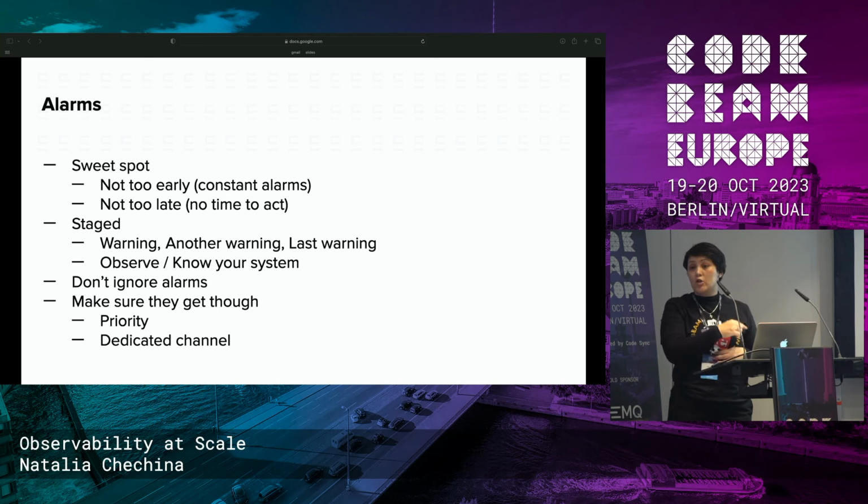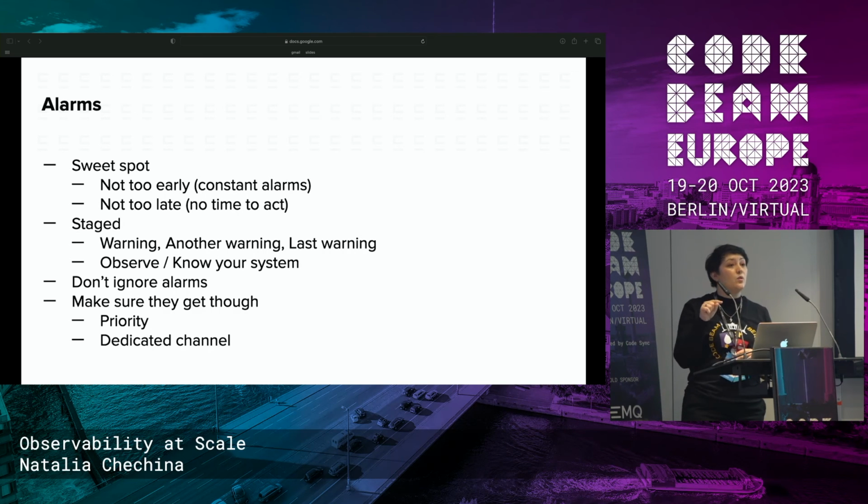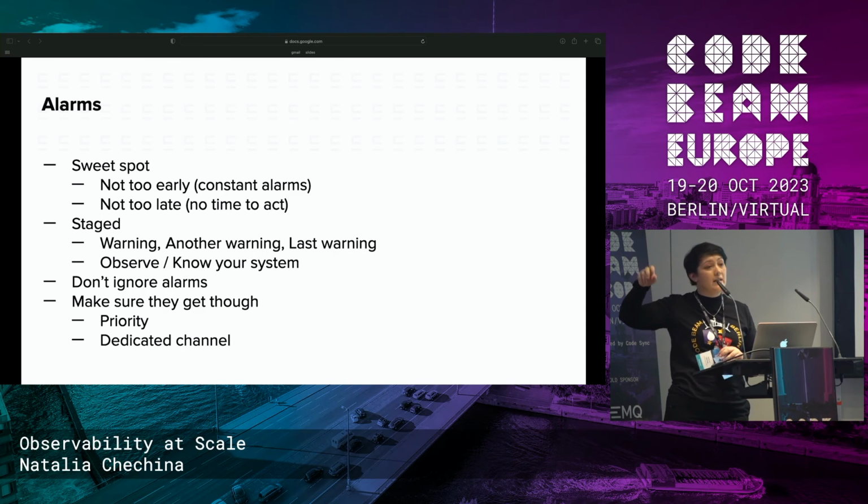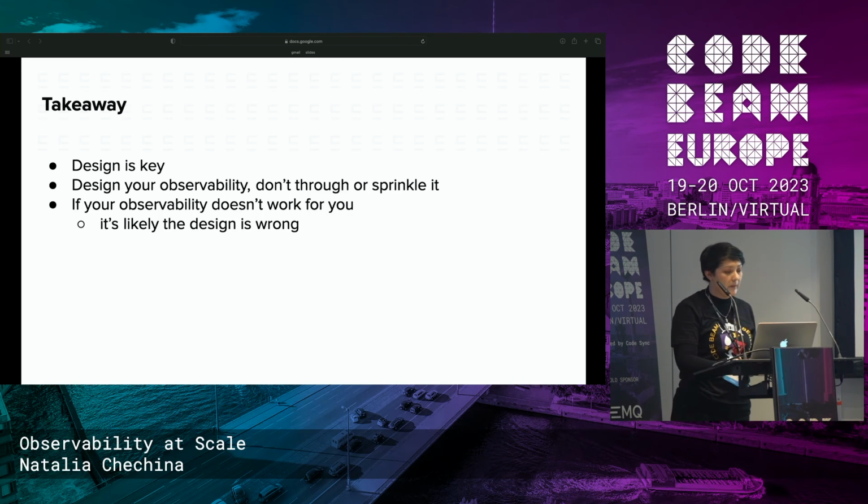And make sure that they get through. So the last thing you want is that your alarm is stuck somewhere at the back of the queue. So we can have priorities, we can separate channels, but make sure that they're accessible.